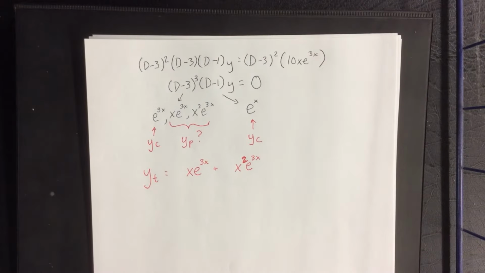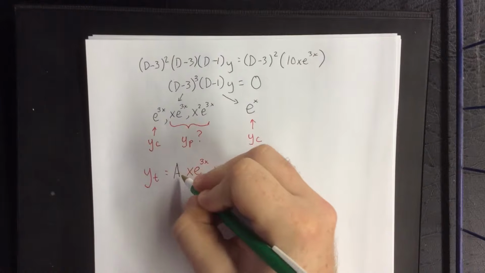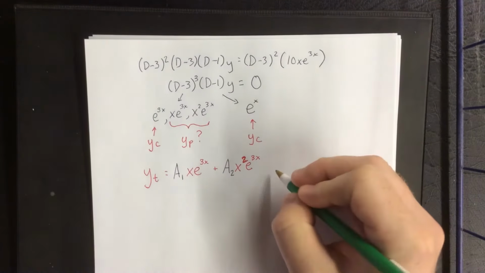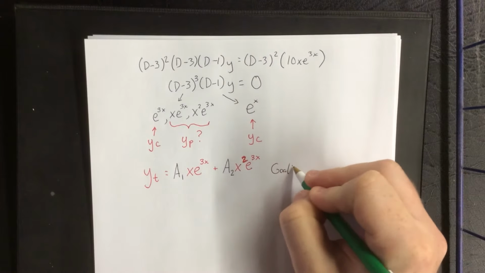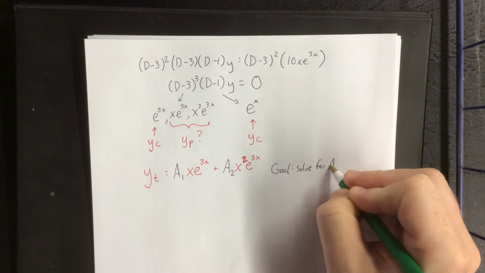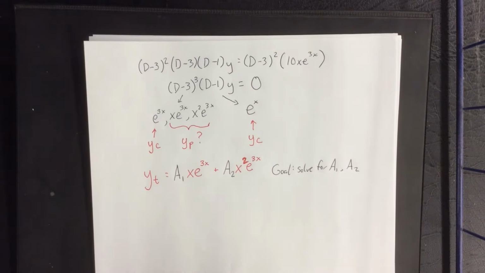However, these are going to have coefficients that we're actually going to find. So instead of calling them c's, I'm going to give them different names. I'm going to call them a1 and a2. So we now have a new goal. We're going to solve for a1 and a2. If we can solve for those two coefficients using the method of undetermined coefficients, then we will have our particular solution.